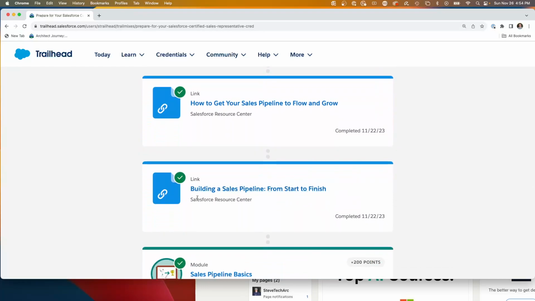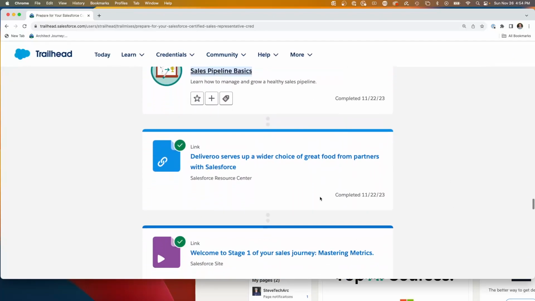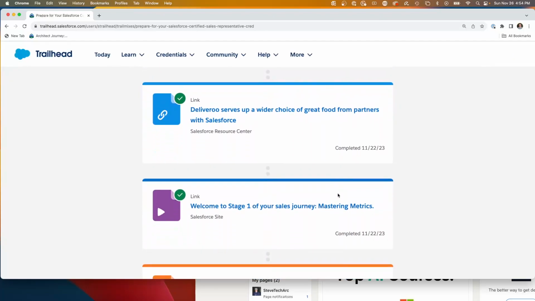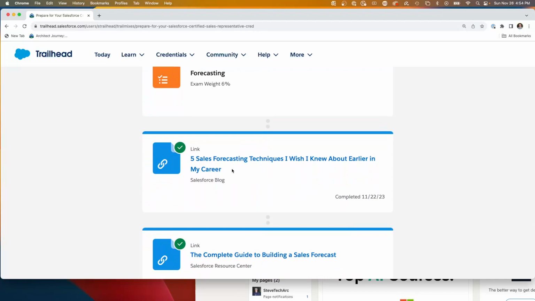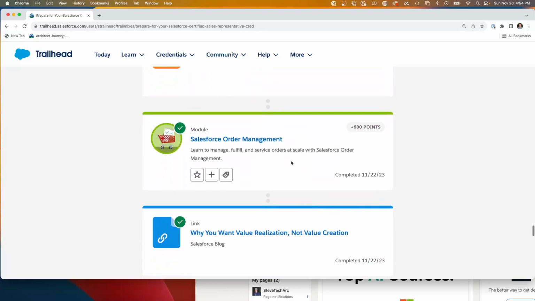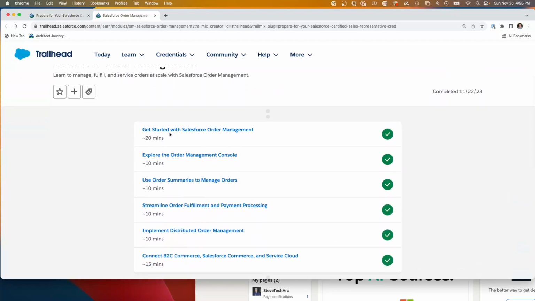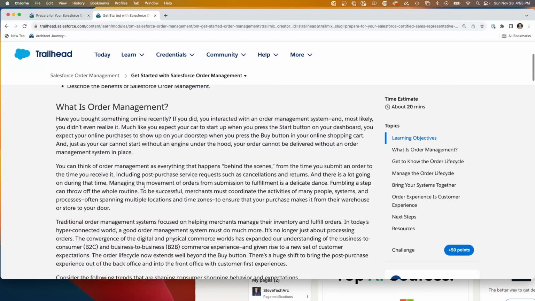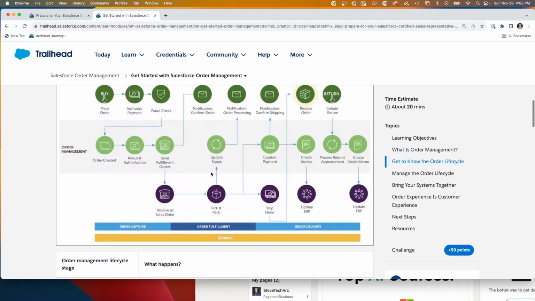We're building your pipeline from start to finish, and monitoring your pipeline, knowing when things are getting stuck in a particular stage, mastering the metrics, and then we get into forecasting. So we talk about building a sales forecast, customer success, and then we're getting into the actual order management. And I found this was a very helpful trail. Salesforce order management, getting started, evaluating. You can even see on the very first module, there's some great diagrams about a flow from placing an order and authorizing the payment, carrying all the way from order capture, order fulfillment, and delivery.